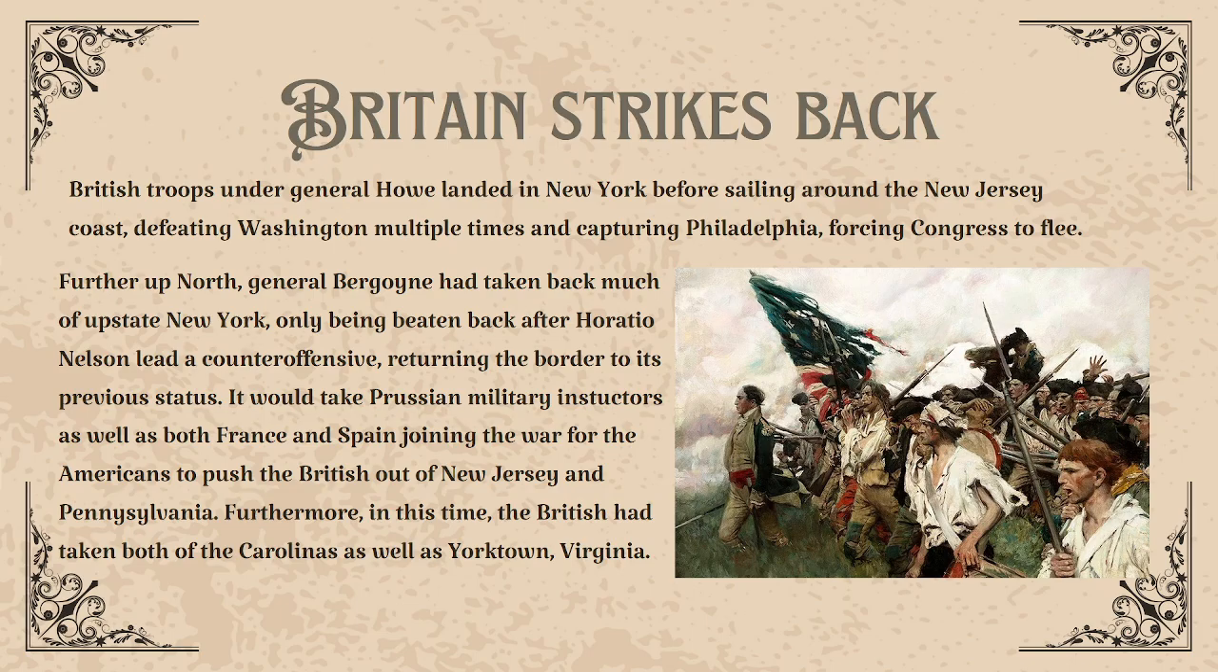Further up north, much of upstate New York, north of where General Howe landed, was also captured by one General Burgoyne. And they were only beaten back by one Horatio Nelson, who led a counteroffensive, returning the border to previous status. Basically, this was the counteroffensive from Canada, started by General Burgoyne, which Nelson was able to defeat. Notably, this is not the same Nelson who fought at Trafalgar, to not get those two confused.